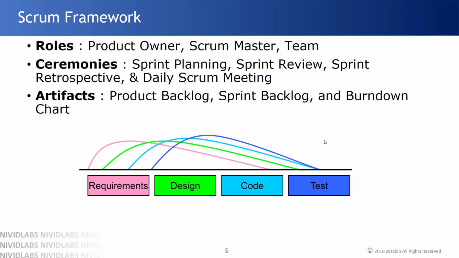So now we will talk about the framework of Scrum. The framework contains three major parts. One is roles: who will take what position and what their responsibilities are. So product owner, scrum master, and team. Team is nothing but the team members working on the product. I will talk about the product owner, scrum master, and team members, and their roles and responsibilities, in the next coming slides.